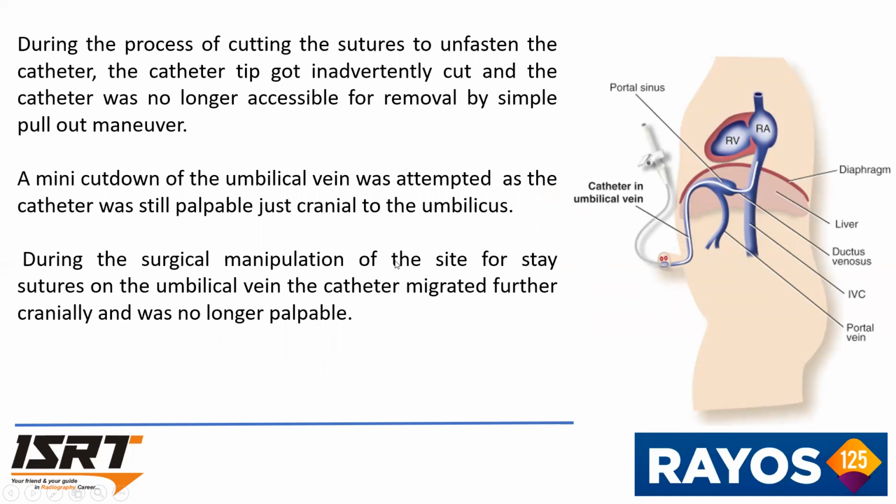During the process of cutting sutures to unfasten, the catheter tip got inadvertently cut and the catheter was no longer accessible from outside. And the repeated trial made the catheter move within the cavity. A mini cut down of the umbilical vein was attempted as the catheter was still palpable just cranial to umbilicus. During surgical manipulation of the site for stay sutures on the umbilical vein, the catheter migrated further cranially and was no longer palpable.